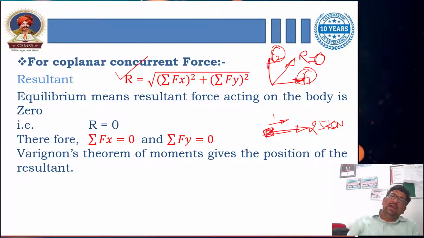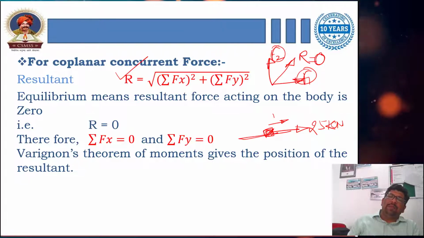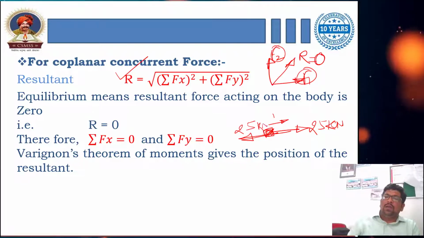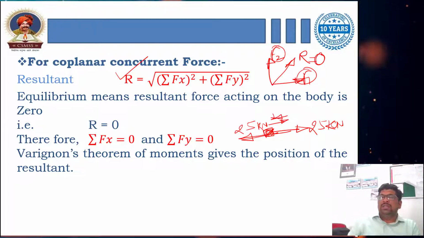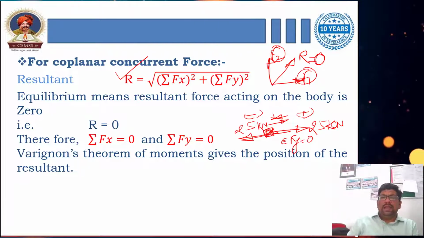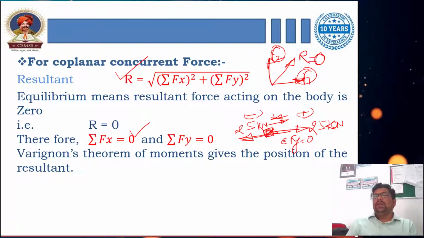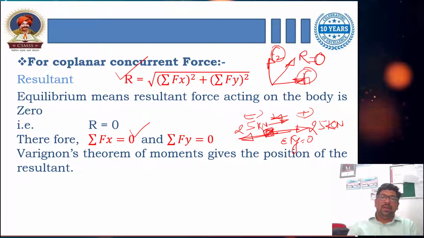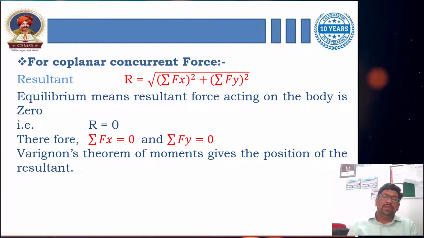the right hand side. If I am applying the same 25 kilonewton on the left hand side, in this direction, then this minus and this plus will make summation Fy equal to 0, right? And then only my body will be in equilibrium, and that's why it is mentioned that when your body should be in equilibrium, the summation of Fx should be equal to 0, and summation Fy should also be 0.